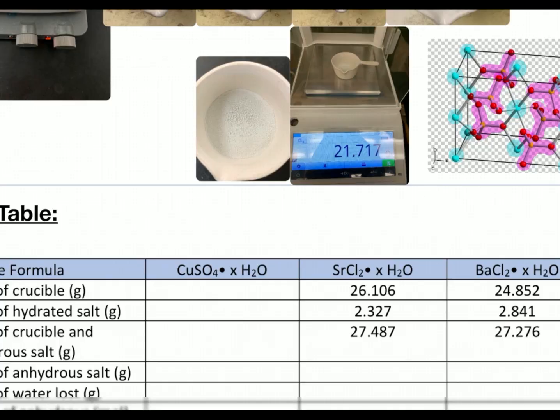All right, so if you were in the lab, that's what you would have done. So now let's start using those numbers to actually do the math.